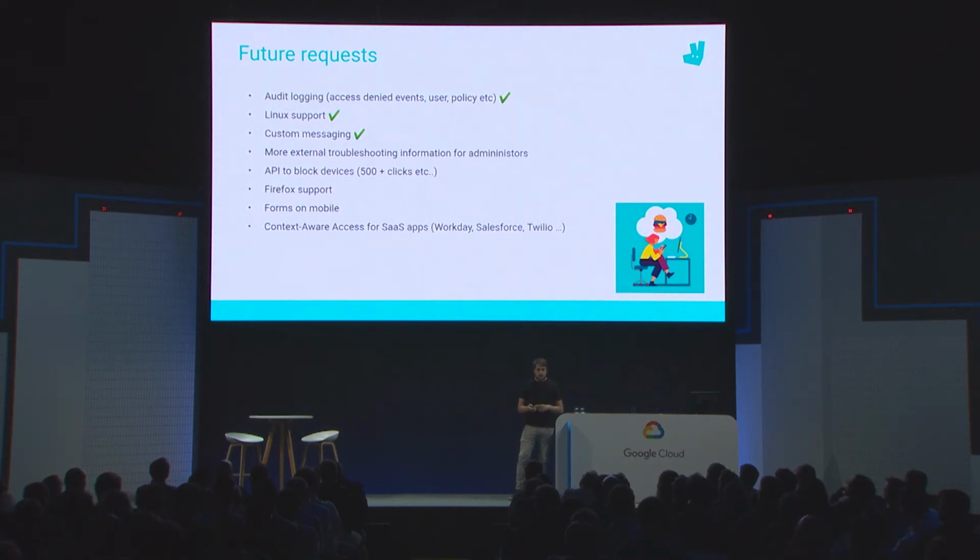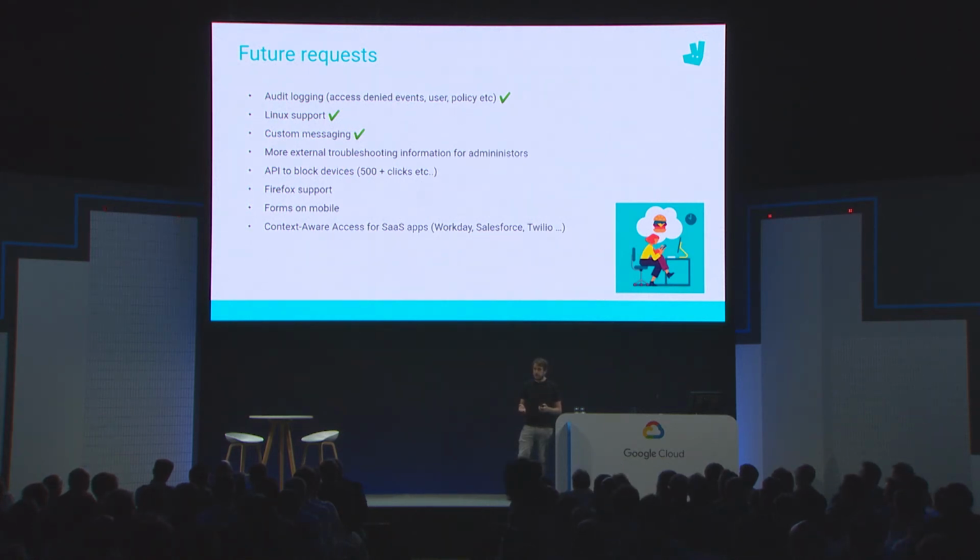And then we really do want some more external troubleshooting information for administrators, like, hey, why is this person getting rejected? Is it because their device is not encrypted? Is it because their OS version is out of date? It all helps us in debugging and providing better experiences to our users. And some more APIs from the context-aware side would also be helpful. If we want to block a bulk load of devices, we want to be able to do it through an API and programmatically rather than through hundreds of clicks through the UI. So that would be super helpful.